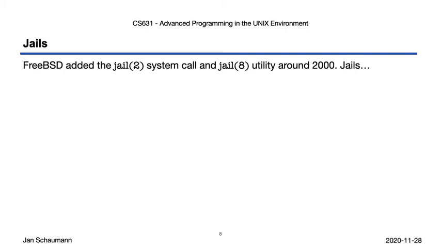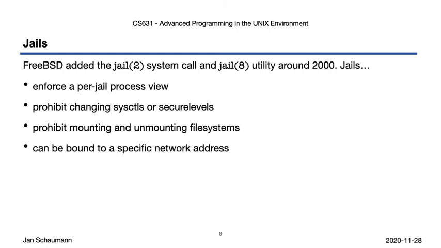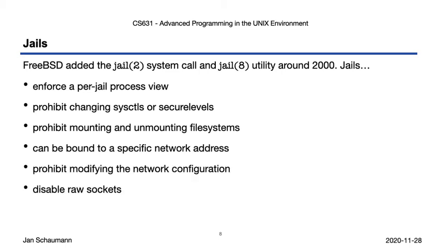In addition to the chroot restrictions we just saw, jails enforce a per-jail process view, prohibit changing syscalls or secure levels, prohibit mounting and unmounting file systems, can be bound to a specific network address, prohibit modifying the network configuration, and disable raw sockets. In this fashion, a jail effectively implements a process sandbox or virtual environment.